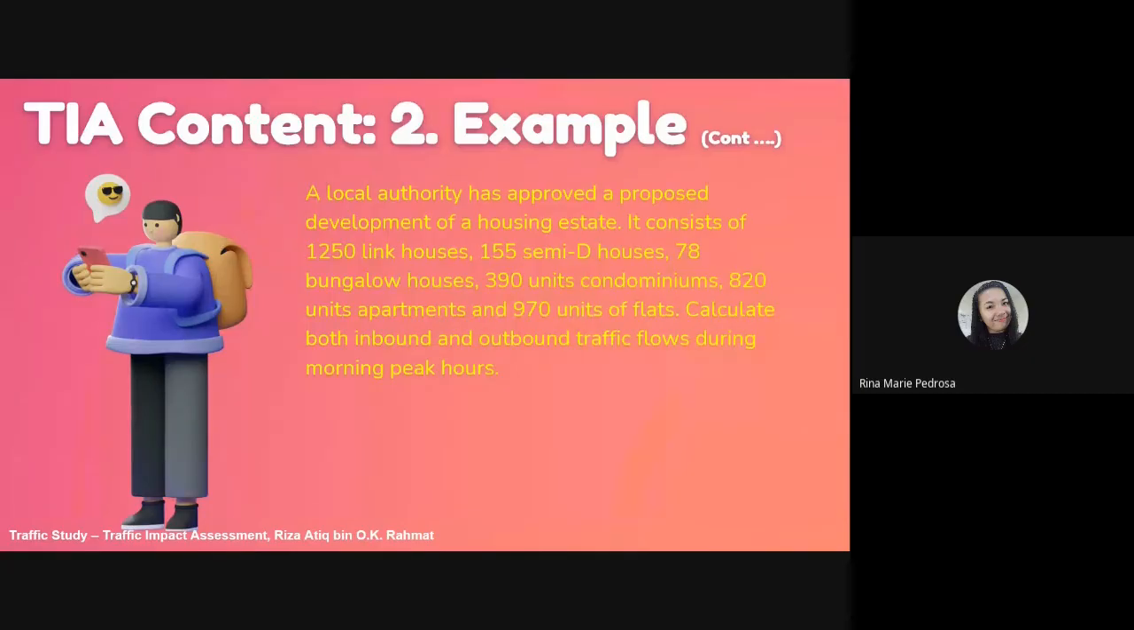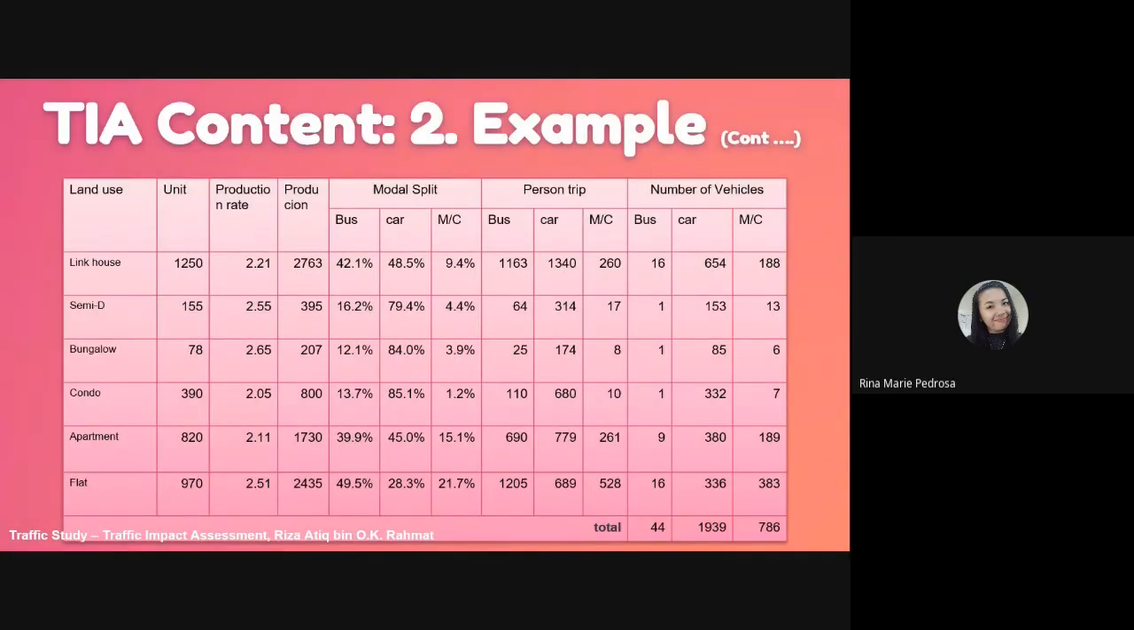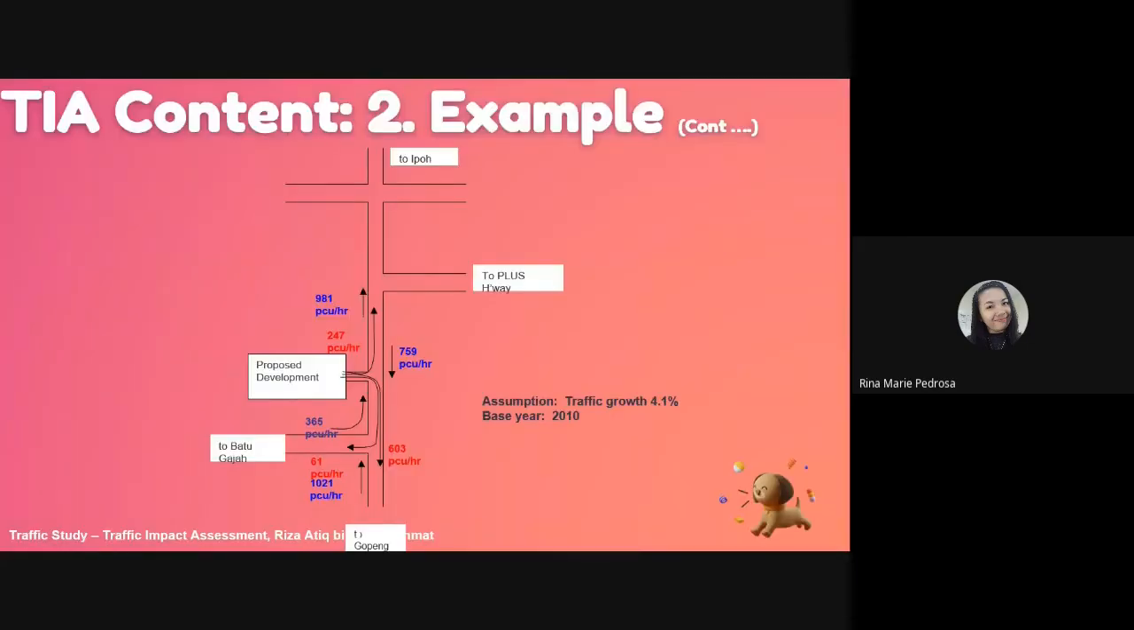So, a local authority has approved a proposed development of a housing estate. It consists of 1,250 link houses, 155 semi-D houses, 78 bungalow houses, 390 unit condominiums, 820 unit apartments, and 970 units of flats. Calculate both inbound and outbound traffic flows during morning peak hours. So, we have here the modal splits, person trips, and number of vehicles. Households. So this is what it looks like.